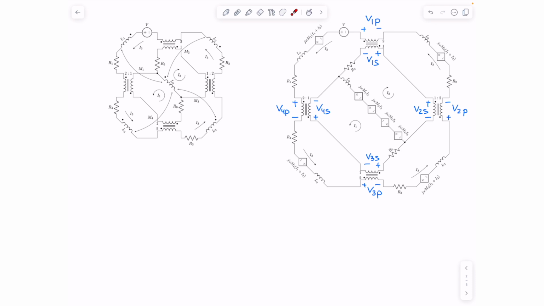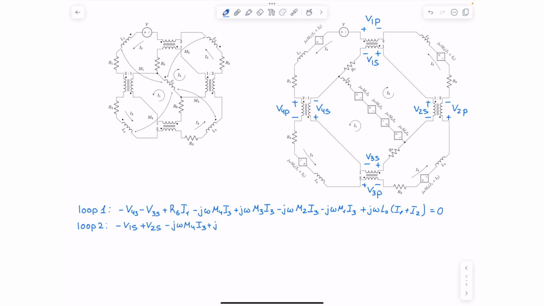Now, as I have all voltages labeled, I'll write KVL equations. I start from loop 1, and when I go from minus to plus, I'll write this voltage with negative sign. When I go from plus to minus, I write this voltage with positive sign. Okay, let's do it. And the same principle for the second loop. And for the third loop.